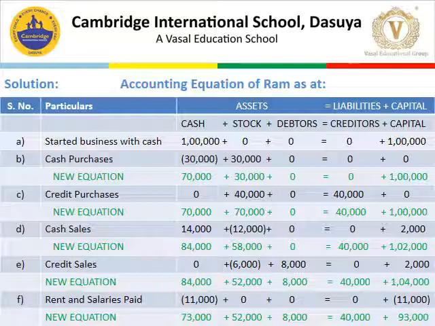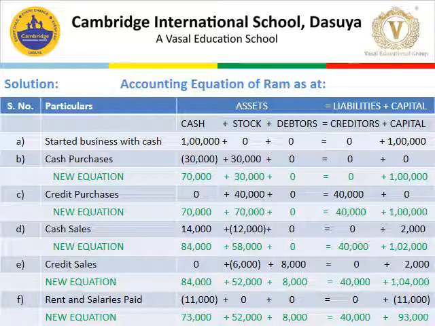So the new equation would be cash 84,000, stock 58,000, creditors as it is 40,000, and the capital would be 1,02,000. Now the next is credit sales. Goods costing rupees 6,000 sold for rupees 8,000 on credit basis. So stock will reduce by 6,000 and debtors will increase by rupees 8,000. There is a profit of rupees 2,000, which will be added to the capital account.